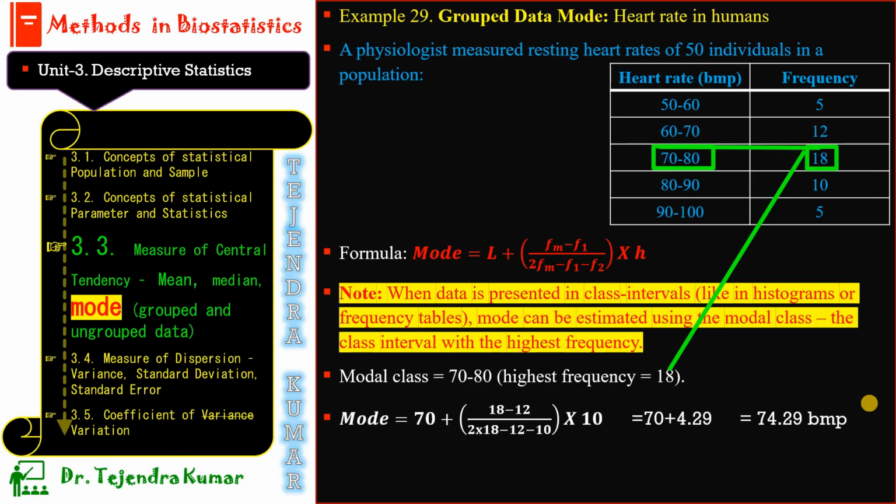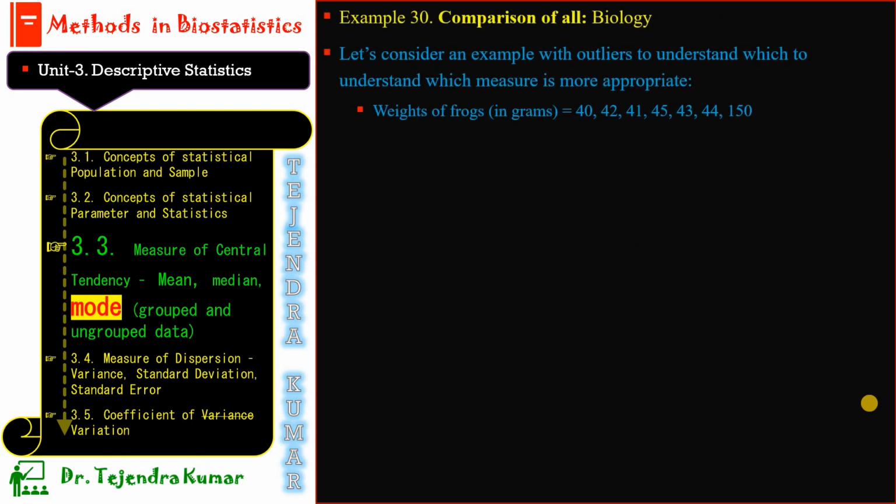So the mode will be calculated with this formula as 74.29 BPM, beats per minute. So the estimated mode is about 74.29 beats per minute.